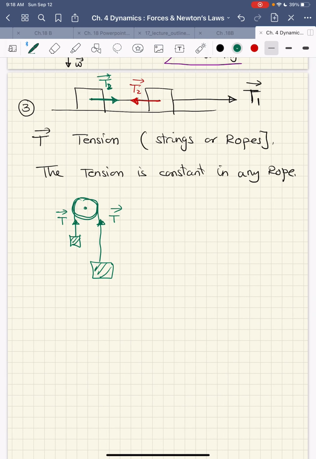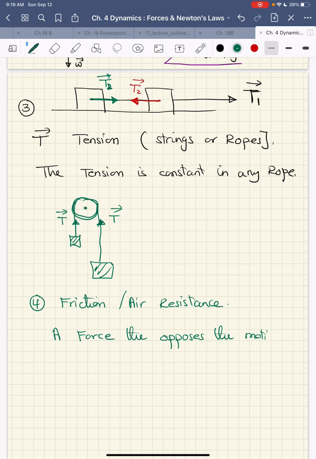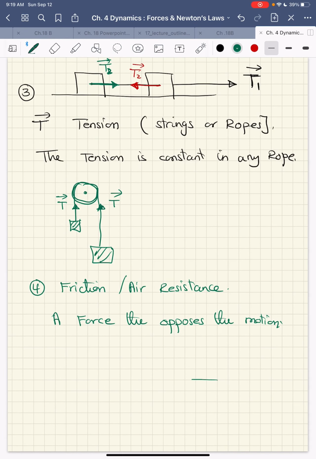We will not talk too much about friction, but I'm going to introduce here friction or air resistance as a force that opposes the motion. If you have your object moving to the right, the friction is going to be in this direction. But of course, we will talk more about forces of friction later in chapter 5.